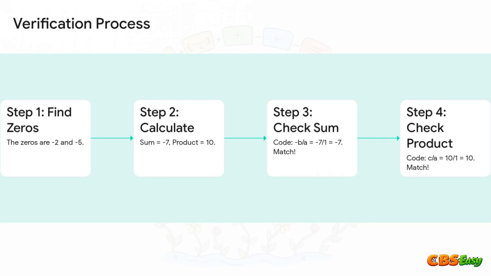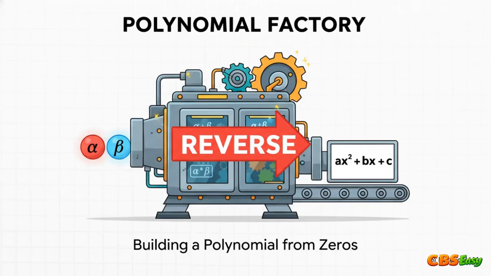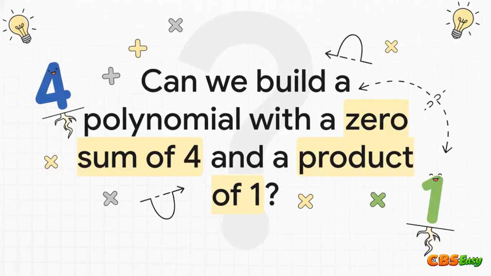The code is real. And listen, this is way more than just a cool party trick to check your homework. This relationship is so powerful, we can actually use it in reverse. We can build a polynomial completely from scratch just by knowing a little bit about its zeros. So how about this? I'll throw a little challenge your way. Can we actually build a quadratic polynomial where we know the two zeros add up to 4, and when you multiply them, you get 1? Let's give it a shot.